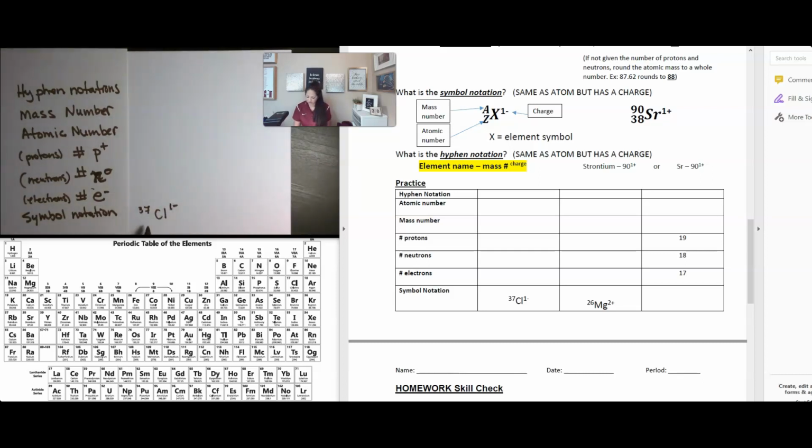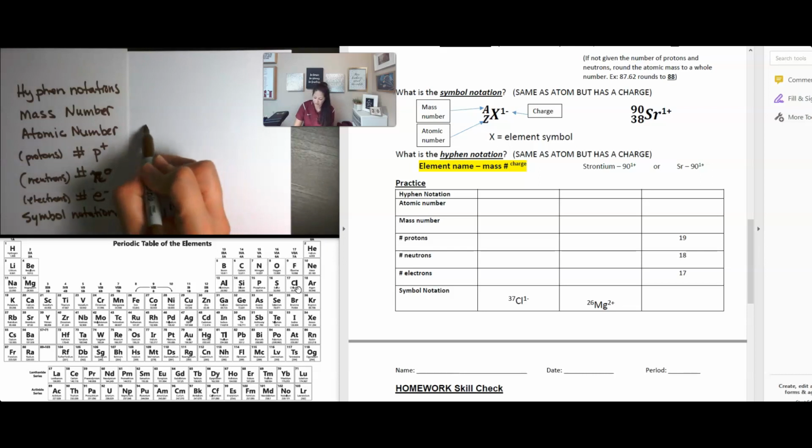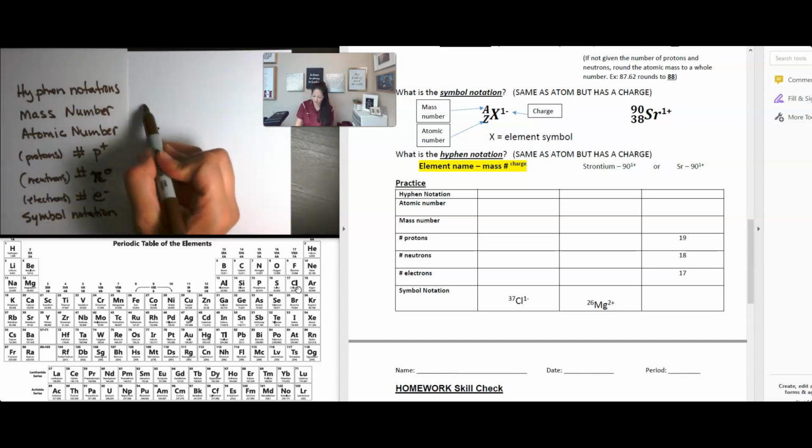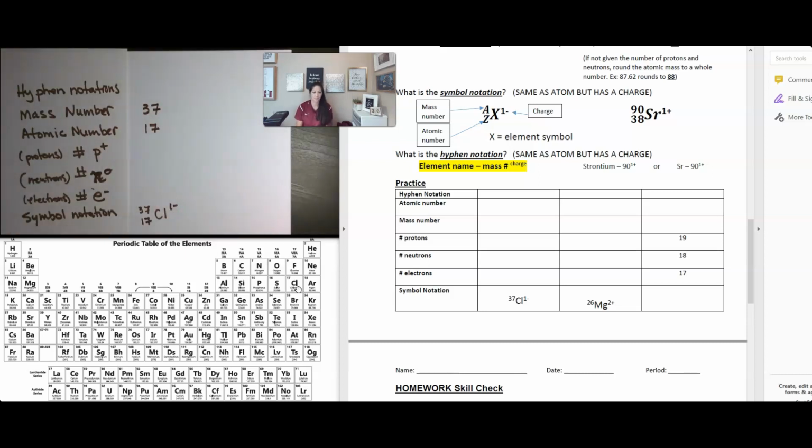So the first thing we want to do is find that atomic number by going to the periodic table and finding chlorine. It's number 17 on the periodic table, and so the atomic number is going to be 17. So I can write that up here. Our mass number is coming from the symbol notation, so our mass number is 37. The number of protons is equal to the atomic number, so 17.